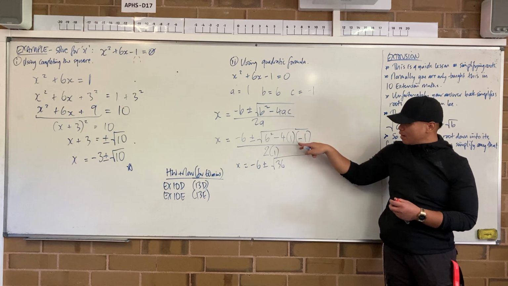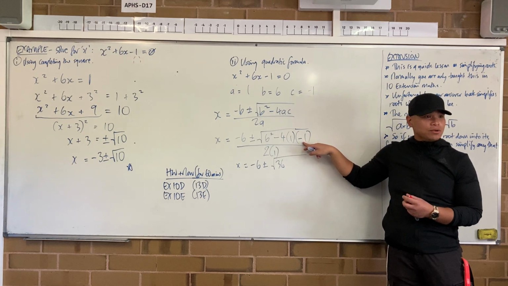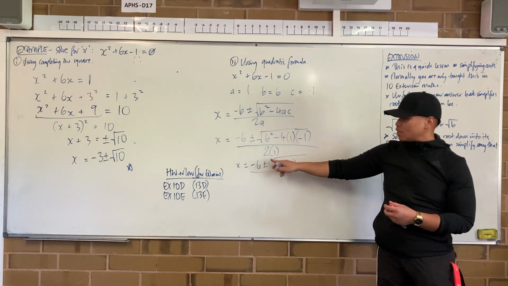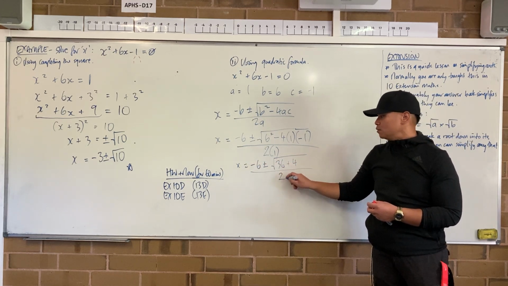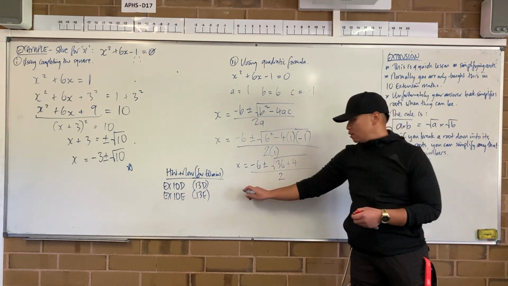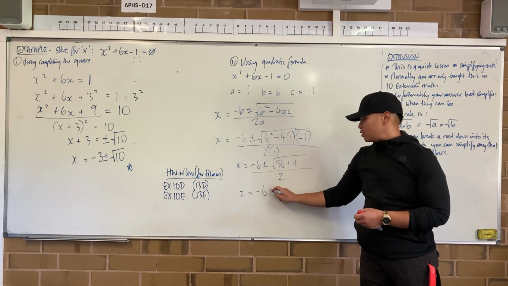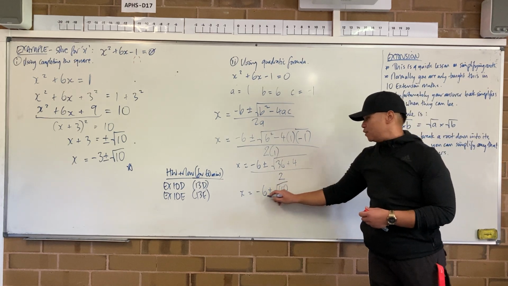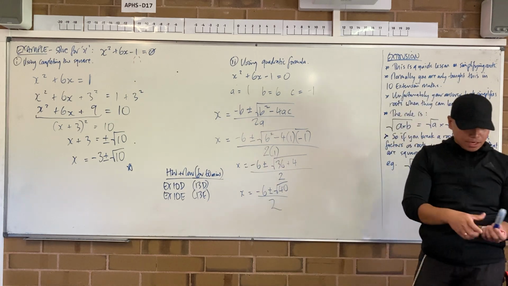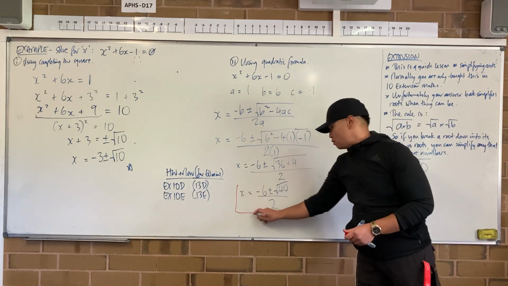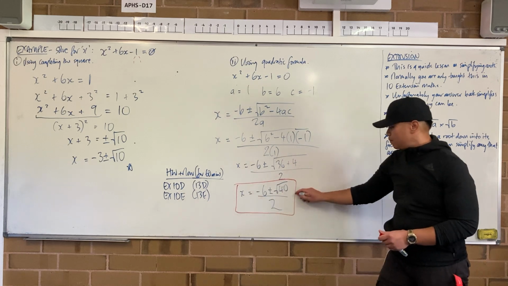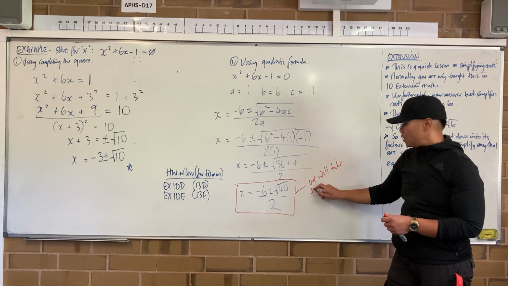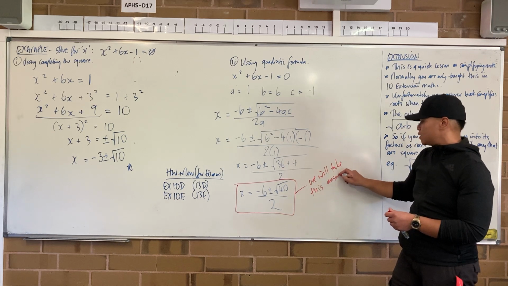Negative 4. And then I times negative 4 by negative 1, that would be? 4. Good. So 36 plus 4 over, what's 2 times by 1? 2. Almost there. Negative 6 plus or minus, what's 36 plus 4? 40 over 2. At this year level, we will accept this. In your test coming up, we will take this answer.